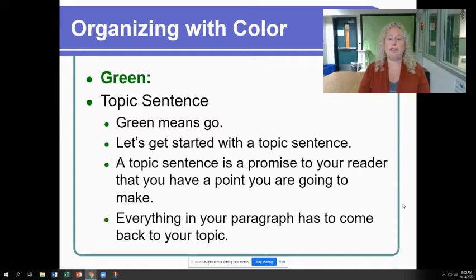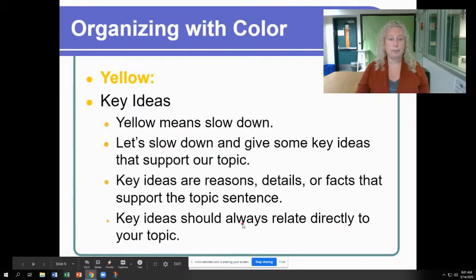Your topic sentence promises your reader that you have a specific point you're going to make, that you are not going to ramble, right? So make sure, especially in a paragraph or a thesis for an essay, everything in that paragraph, everything in that essay has got to come back to that topic. If you're writing about something that has nothing to do with your topic, then you need to take that out. That should not be in this piece of writing. That goes somewhere else. Or you need to go back to the beginning and revise your topic. Okay? Everything comes back to that topic.